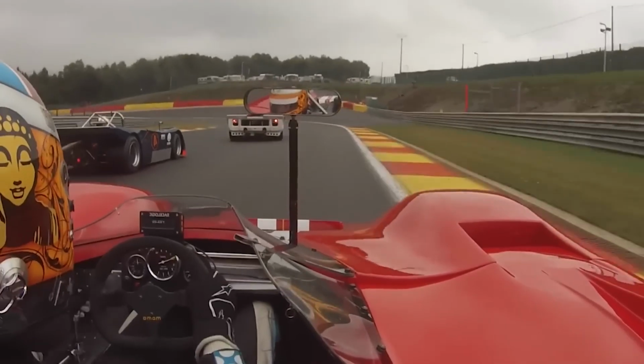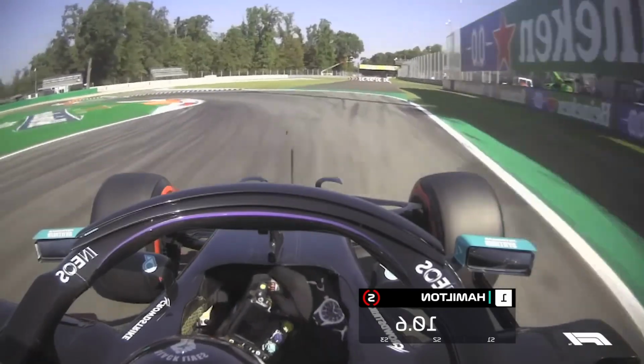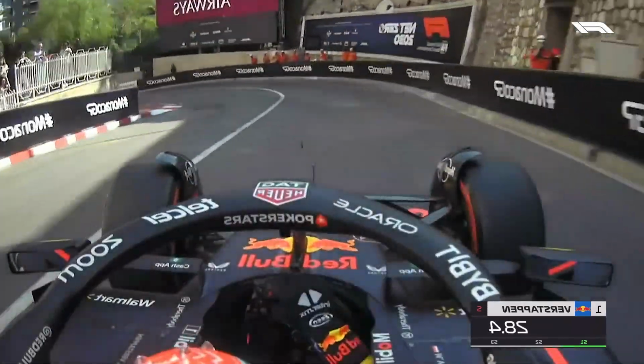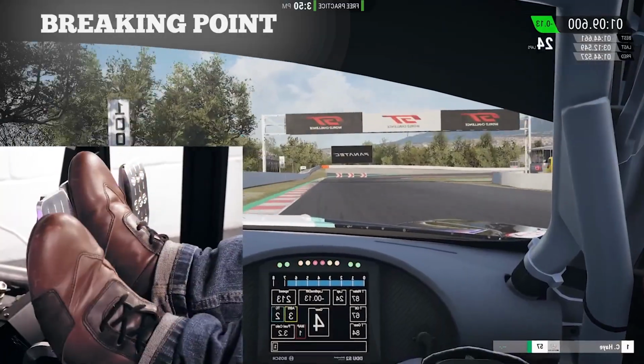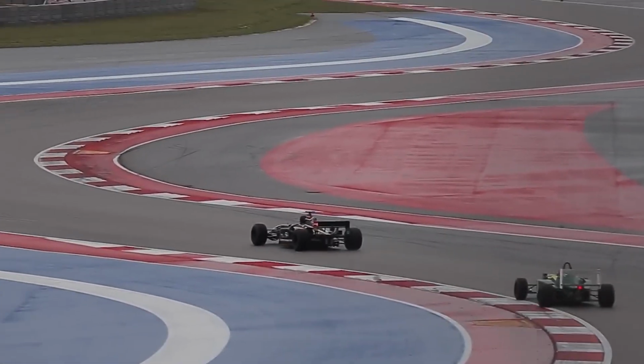Segment 2. Key components of the racing line. Mastering the racing line involves understanding and executing four fundamental components: the braking point, turn-in point, apex, and exit point. Each plays a pivotal role in navigating corners efficiently and effectively. 1. Braking point. The braking point is where a driver begins to decelerate before entering a corner.